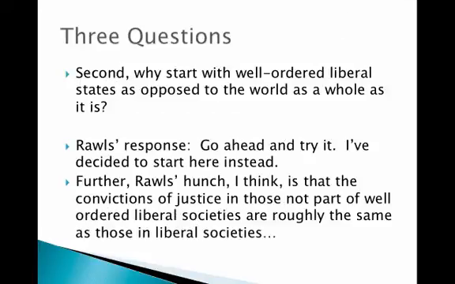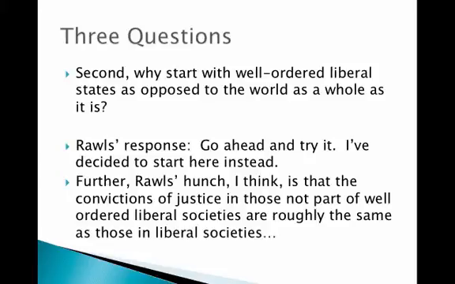Second question, why start with well-ordered liberal states as opposed to the world as a whole as it is? So the world is not this. Remember the distinction between ideal and non-ideal theory? Well, this is a non-ideal world, but Rawls is kind of starting out in the ideal world. Why? Rawls has a response. He says, well, go ahead and try it in the world as it is. I'm going to start here instead. Well, partially because it's simpler. And then my brief aside is I think that Rawls' hunch is that the convictions of justice in those not part of well-ordered liberal societies are roughly the same as those in liberal societies.